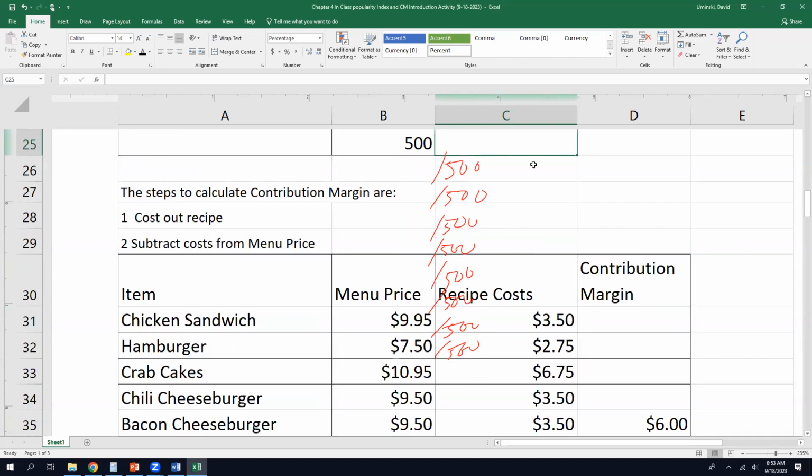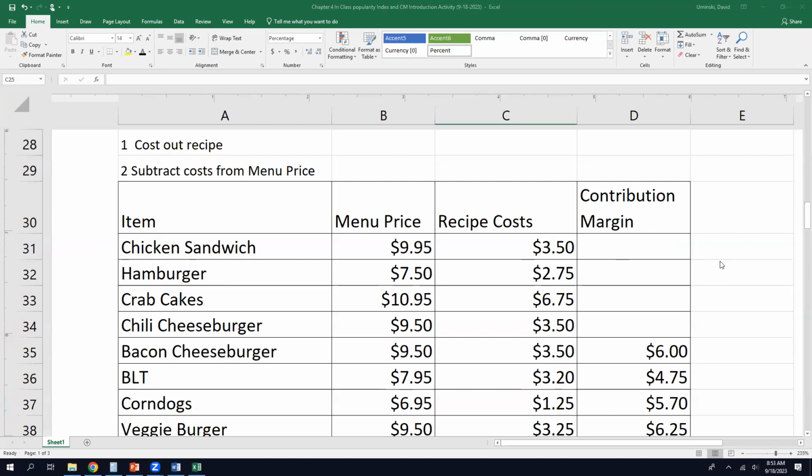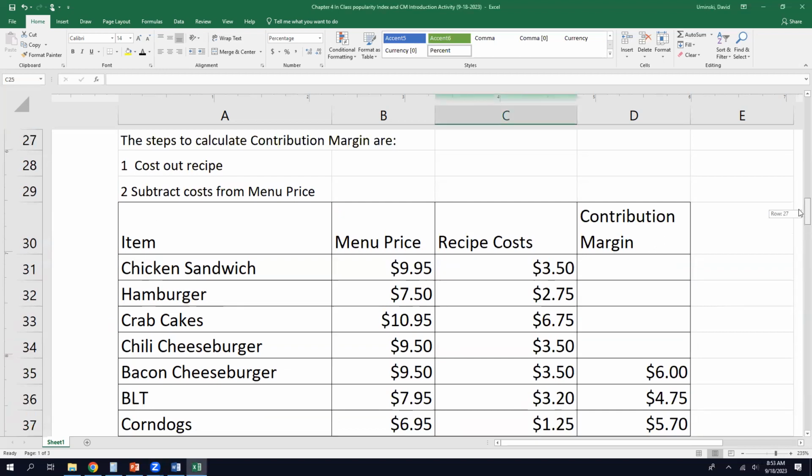Okay, let's talk about contribution margin next. To figure out our contribution margin, we first have to figure out the cost of the recipe. Then we subtract the cost from the menu price. Whatever we're selling it for, we're going to subtract that cost. This is super easy, just subtraction.